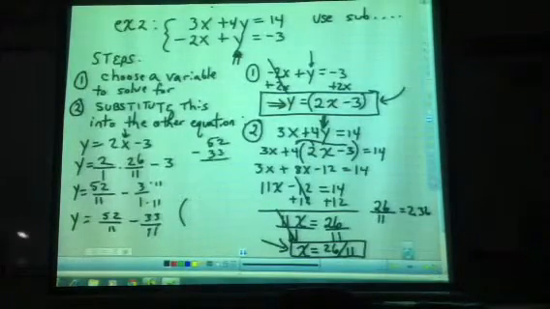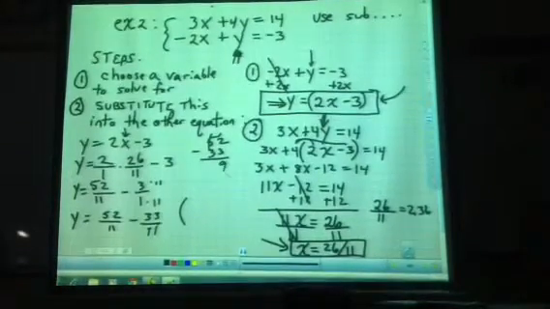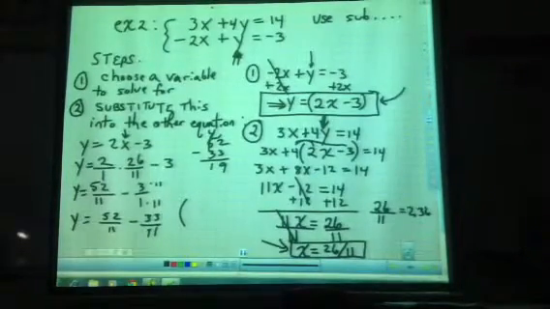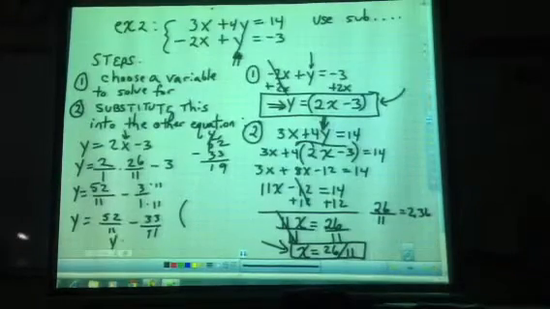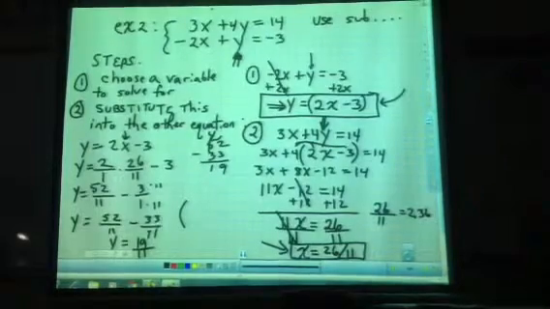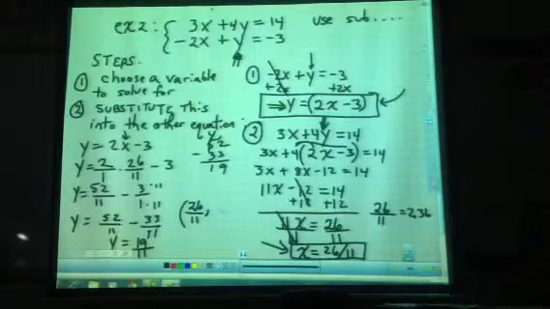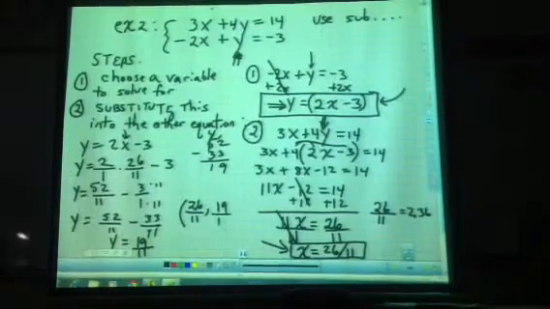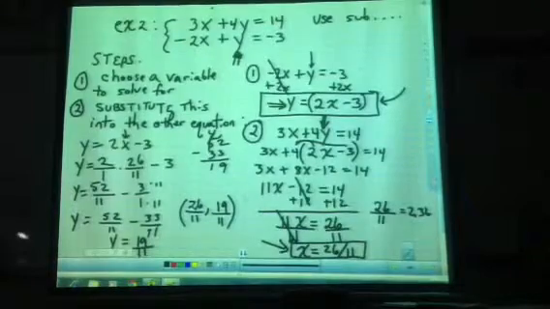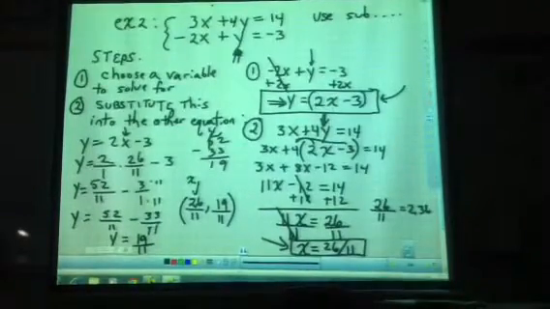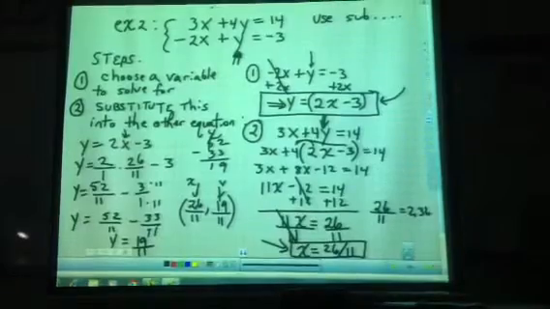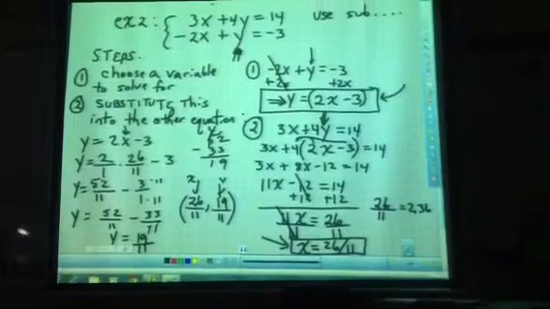52 minus 33: 12 minus 3 is 9, and 4 minus 3 is 1. So y equals 19 over 11. And your solution, x goes first, 26 over 11, comma 19 over 11. I'd be so embarrassed if this was wrong. Okay, so there's your x, there's your y. Please, Lord, let that be right. You could pause here and look at that, but I'm going to do another one for you, and then we're done.